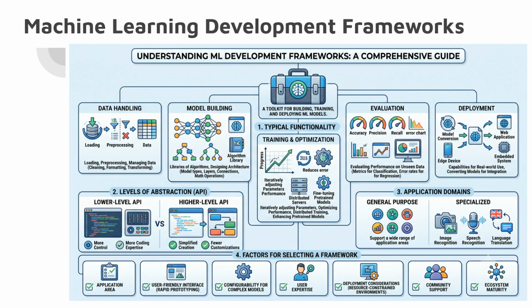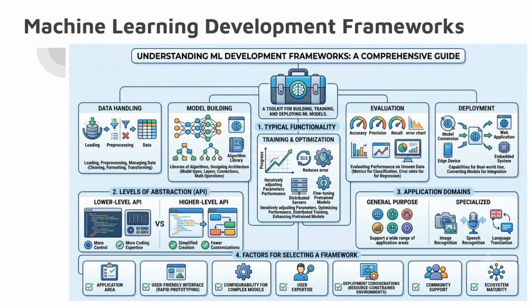Some offer a lower-level application programming interface, API, providing developers with more control over model building, but requiring more coding expertise. Others offer a higher-level API, simplifying model creation but offering fewer customization options. Different frameworks can focus on different application domains. Some are general purpose and support a wide range of application areas. In contrast, others are more specialized, focusing on specific areas such as image recognition, speech recognition, and language translation.